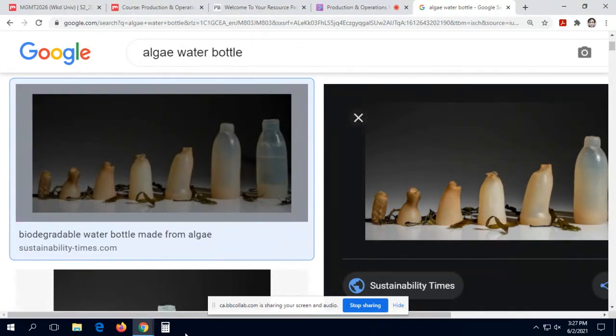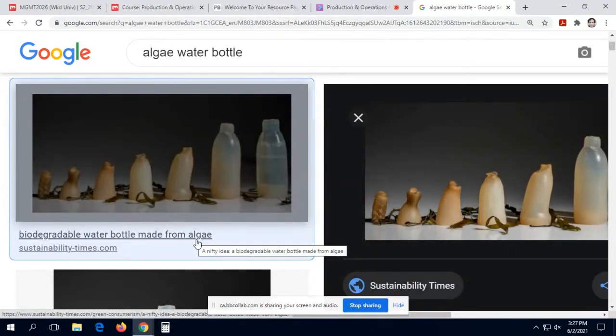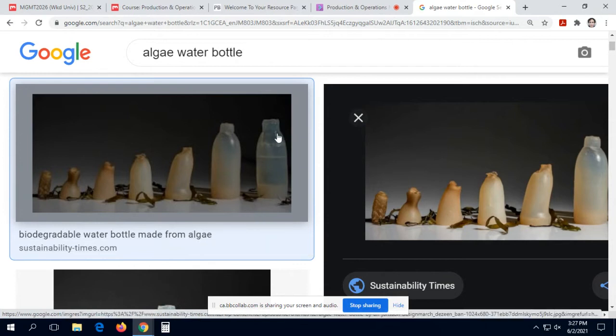Look at this one. Yes, so a biodegradable water bottle made from algae. Please run a Google search on this and try to read on it. This picture shows that on the far right, when the water is inside the bottle, the bottle stays. As you are drinking the water, the bottle is getting reduced, and when there is no water in it, it is just gone. It's a very interesting concept. So think about it.